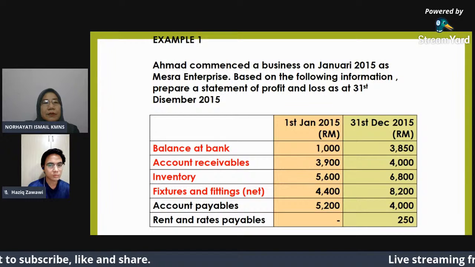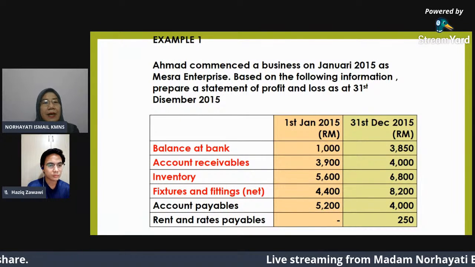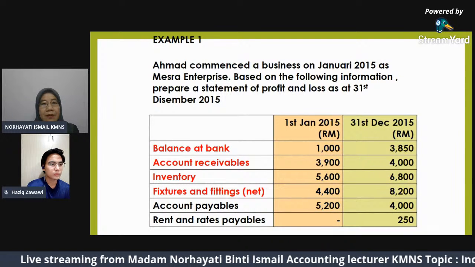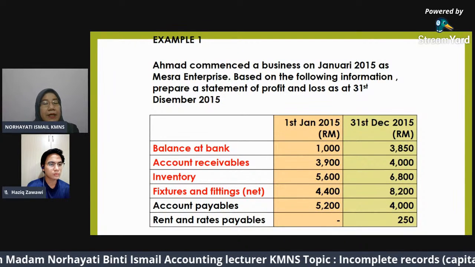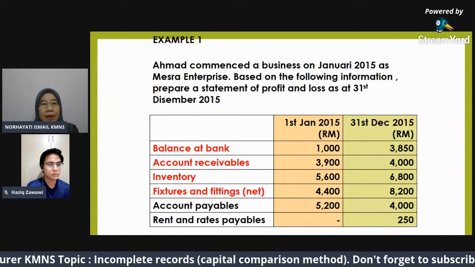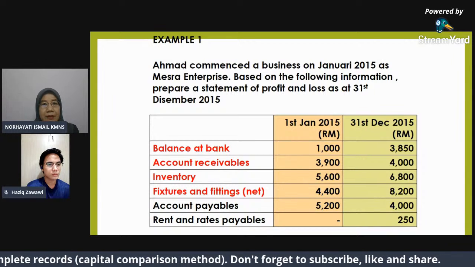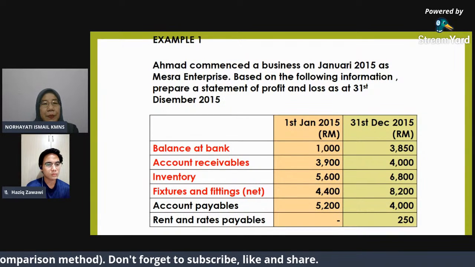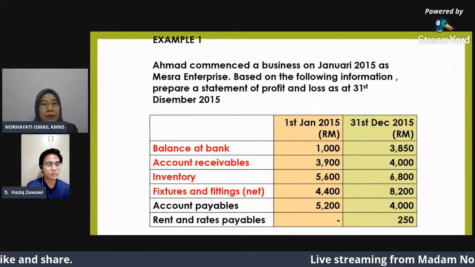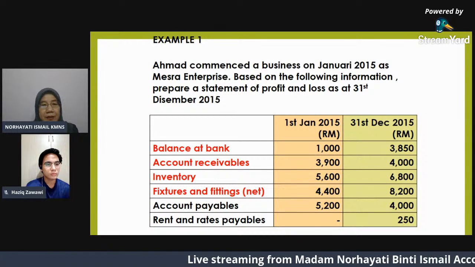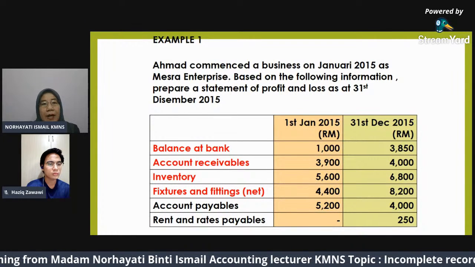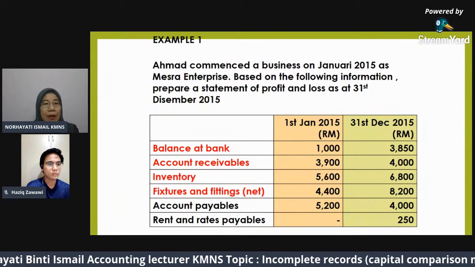So bank, number 1, balance at bank. This is an asset. So you just write down A in that column. A represents asset. Account receivable represents asset. Inventory, you just write down A for asset. Fixtures and fittings, you just write down A. So how many assets do you have? 1, 2, 3, 4. 4 assets.